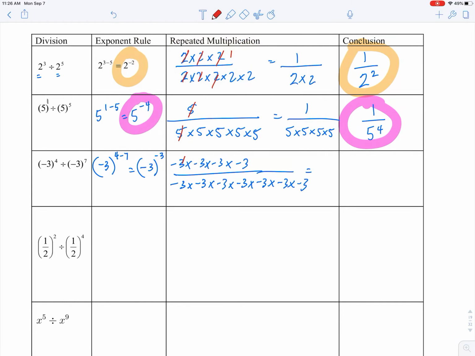We cancel. We're left with a 1 up top, and we're left with 1, 2, 3. So if I were to write them really small, it'd look like that. But it's easier to write it as 1 over negative 3 to the 3.